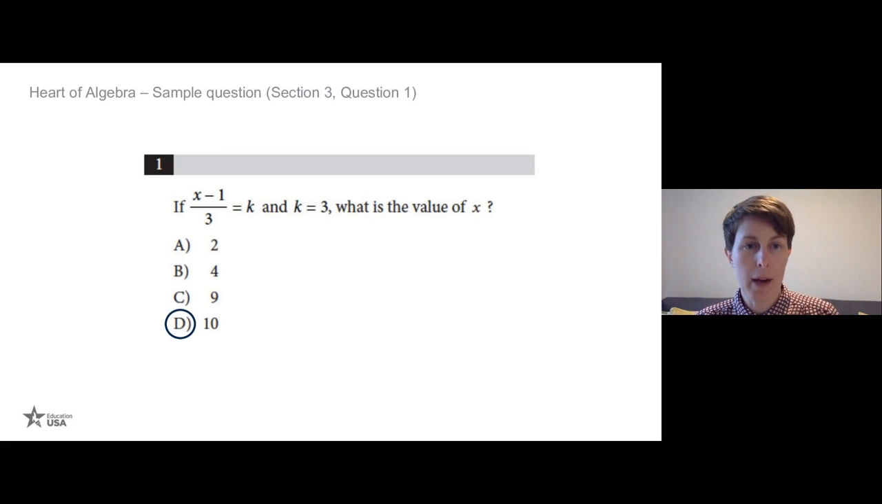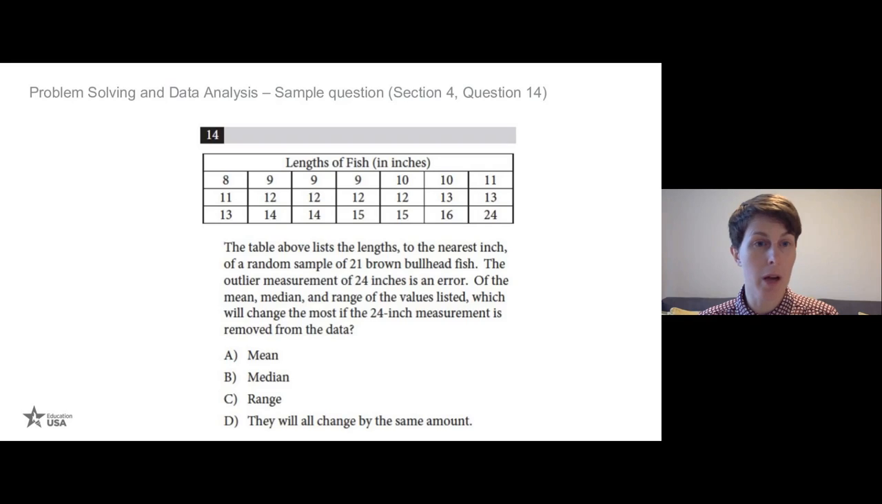Okay, so for number one, the answer here is 10. Hopefully that's one that the majority of you got right. If you didn't, really just look into brushing up on your algebra. This is the building blocks of most of what you'll encounter on the SAT. Solving for variables is a very important building block concept.